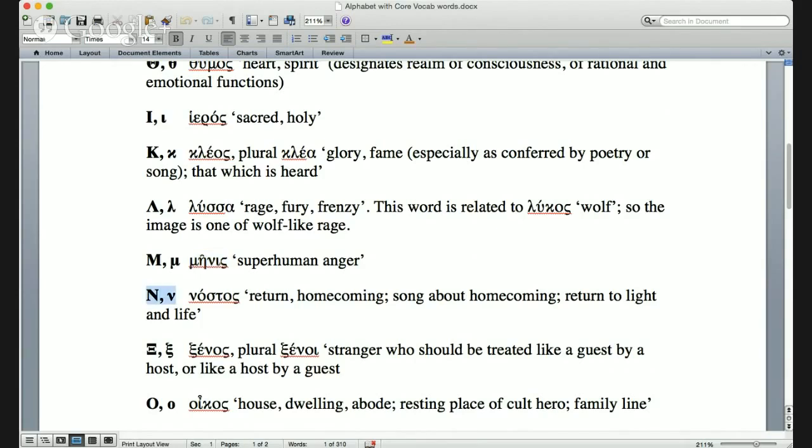Okay, letter number 13, nu, uppercase N and a lowercase nu. The lowercase doesn't look like an N, it looks like a V, so be very careful with that. And our core word here, starting with nu, is nostos. This means return or homecoming, song about homecoming, return to light and life. Very, very important, especially in the beginning of the Iliad, where the two goals of a warrior are to win lots of kleos by beating the enemy, hopefully, and then achieve one's nostos by getting home safely.